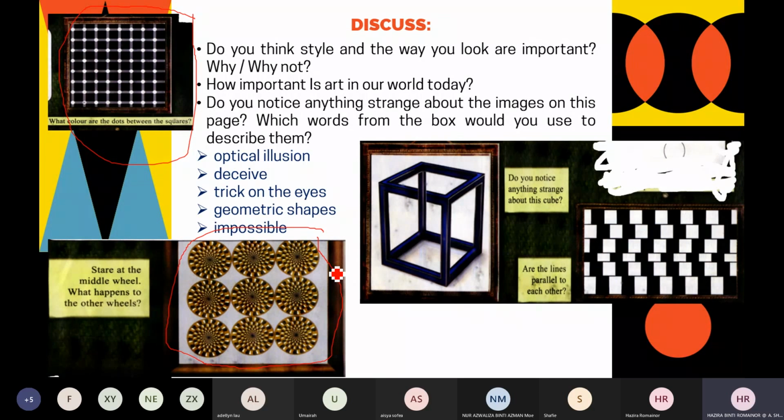Look at the third image, which is this one. The question is, do you notice anything strange about this cube? Awak ada perasan apa-apa yang pelik pada cube tersebut? 3D. What about you, Halija? Do you see anything strange about the cube? Halija, where are you? Yes, teacher. Do you notice anything strange about the cube? Ada apa-apa yang pelik tak tentang cube tersebut?